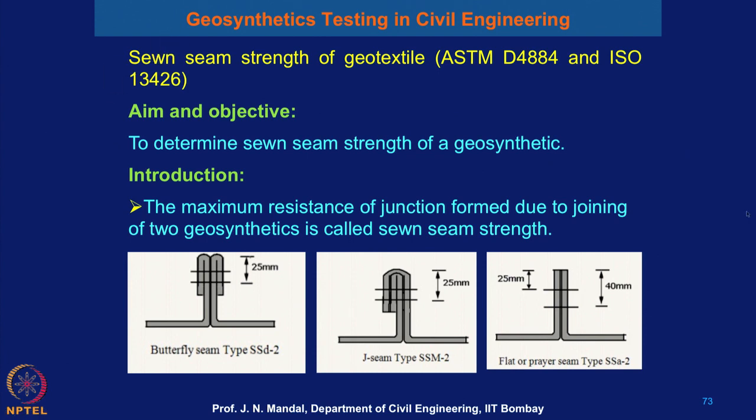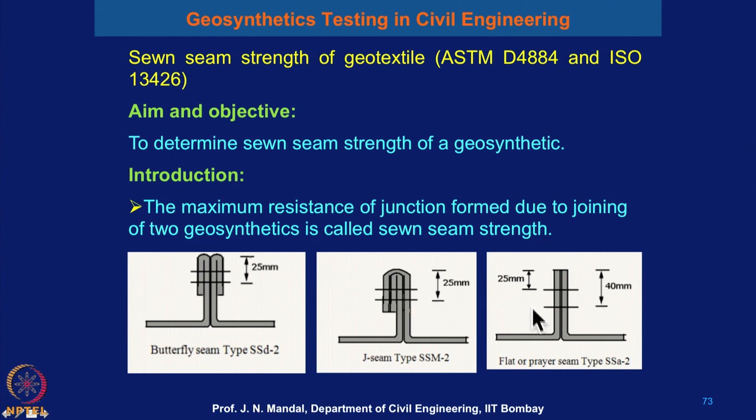You can see here different types of joining system. This is the butterfly seam type, that is SSD2, and it is like one geosynthetics material here, another geosynthetics material here, and then you are stitching at the spacing of 25 millimeter, and this is called butterfly seam. This is another kind of joining which you call J type of seaming. So, this is J seam type SSn2, and the spacing between the two joinings is about 25 millimeter.